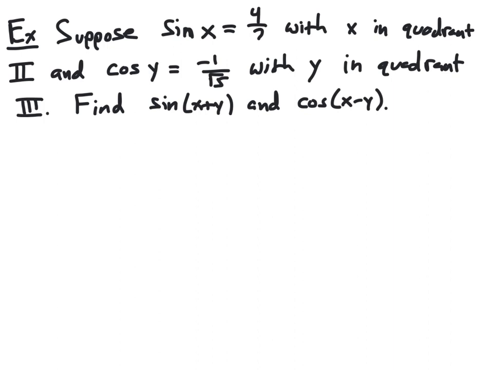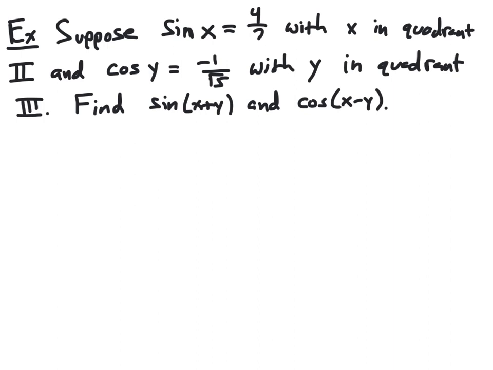We're told that the sine of angle x is equal to 4/7 and that x is in quadrant 2. In terms of y, we're told that the cosine of y is -1 over square root 5 and that y is in quadrant 3. And using these pieces of information, we want to find the exact values of the sine of x plus y and the cosine of x minus y.